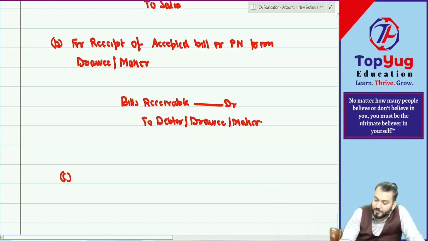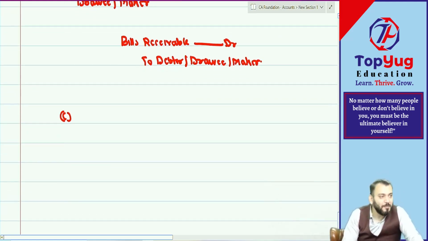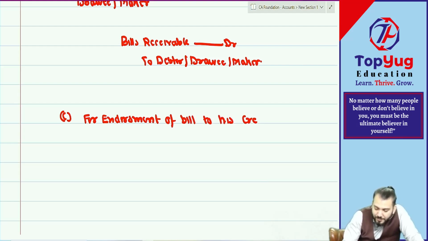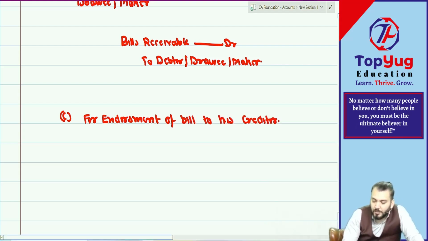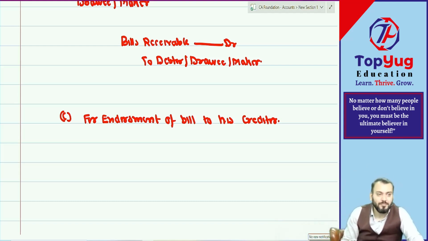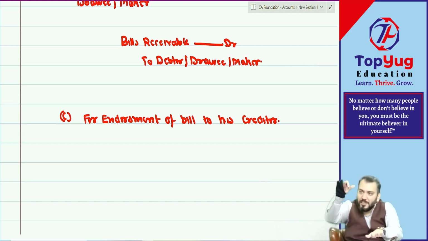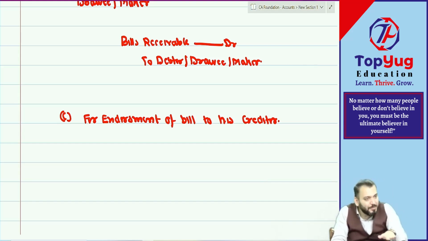Now what will he do? He will not hold the bill, he will endorse it. So for endorsement of the bill to his creditor, the creditor account is already open, since he has already purchased some item from his creditor Ravan. Now the bill is given to the creditor, so the creditor liability will decrease and Bills Receivable will also decrease. One asset is decreasing and one liability is decreasing. What journal entry?